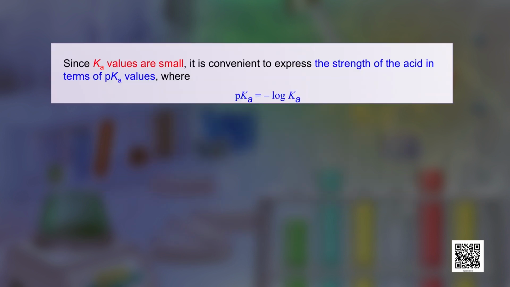Since the Ka values are very small, it is very convenient to express them in the form of log values now. So, the strength of an acid is conveniently expressed in terms of pKa values instead of Ka values. Now, what is pKa? pKa is the negative log of Ka, and when we compare the pKa values of different acids, we can get an idea about their relative acidity or acidic strengths.